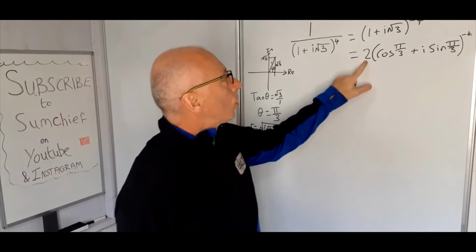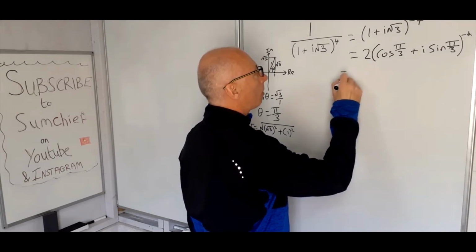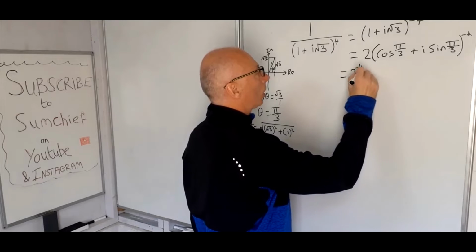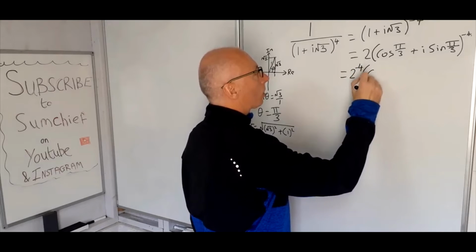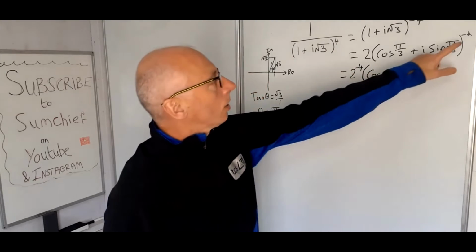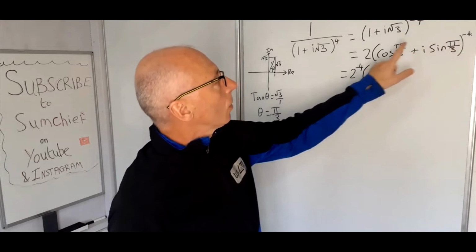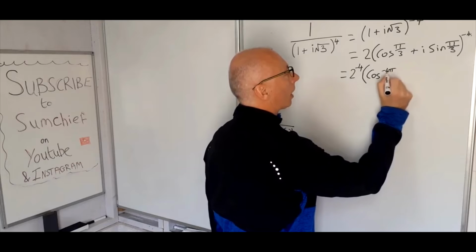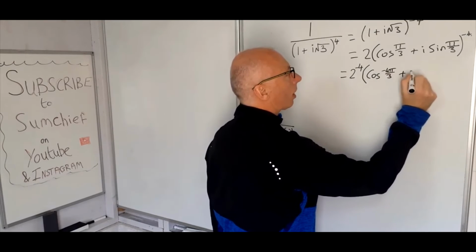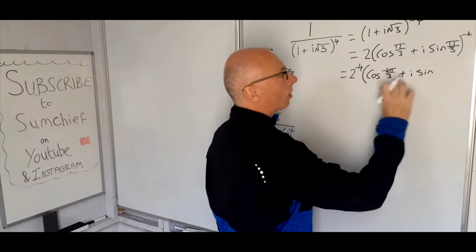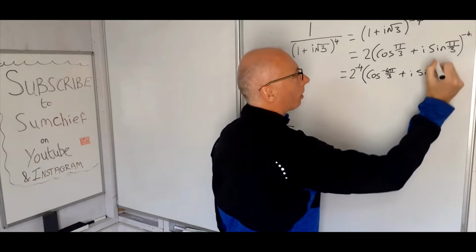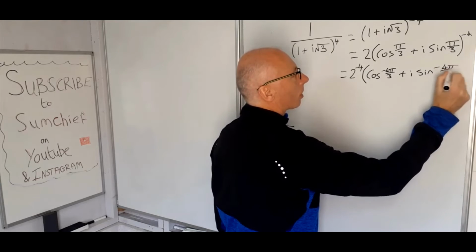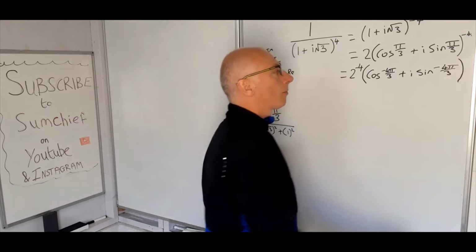Distribute the minus 4 to the 2, so it's 2 to the power of minus 4. And then cosine, and now all these angles you multiply by minus 4. So it's cosine of minus 4 pi over 3 plus i sine of minus 4 pi over 3. These angles are always the same, so we just don't need to work that out. We just know it's going to be minus 4 pi over 3.